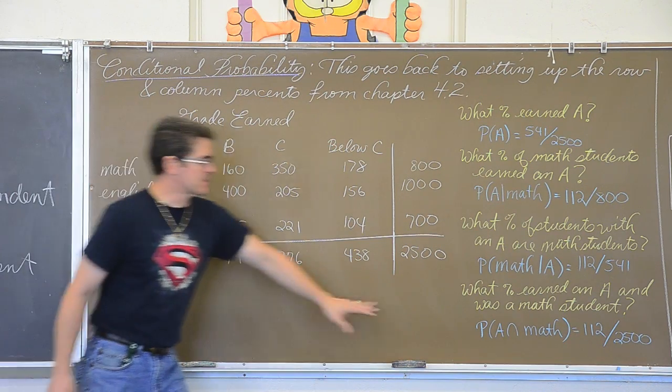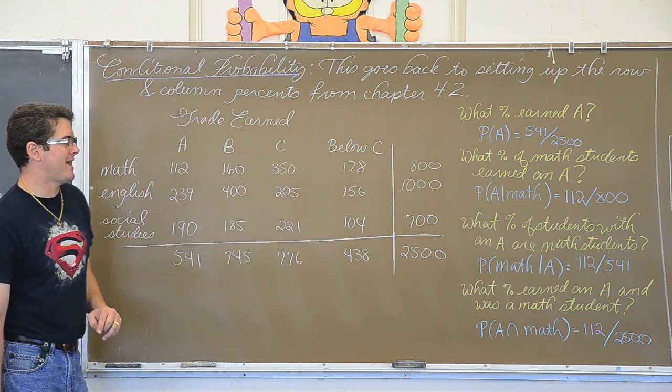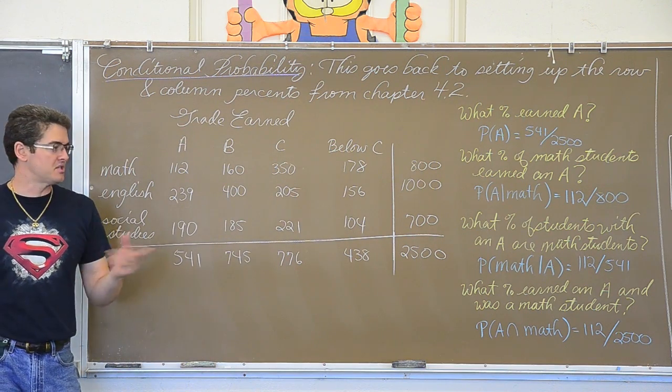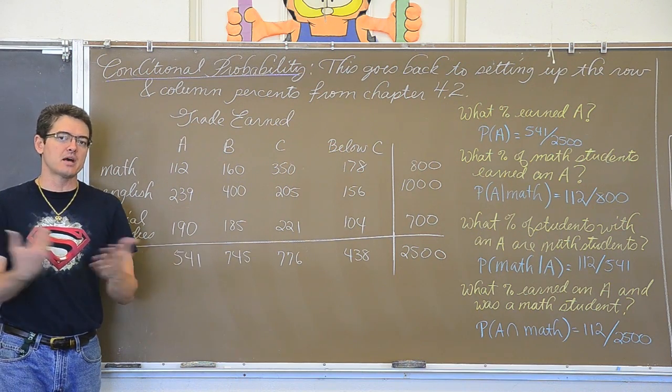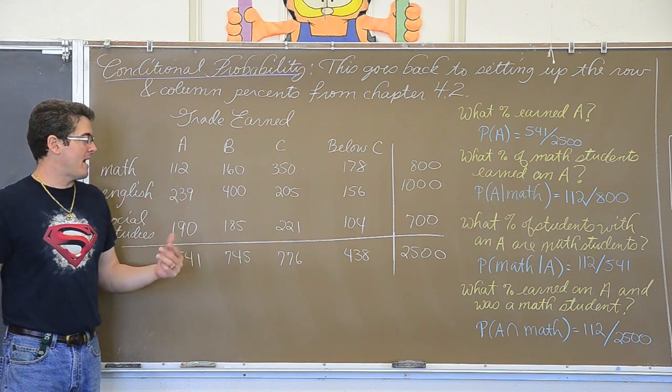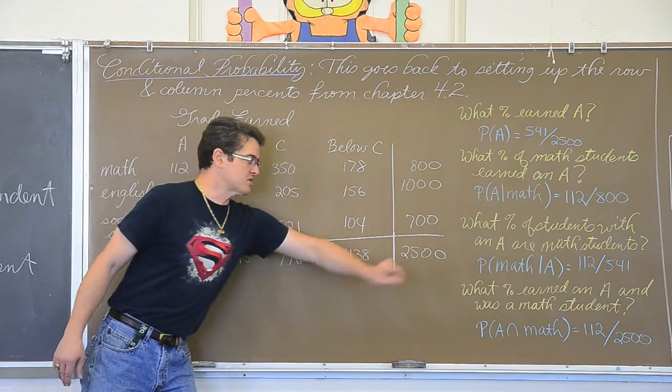And my last example is what percent earned an A and was a math student. You see the change in language there? There's no condition given. Just what percent of all the students got an A and were in math. That's 112 out of 2,500.